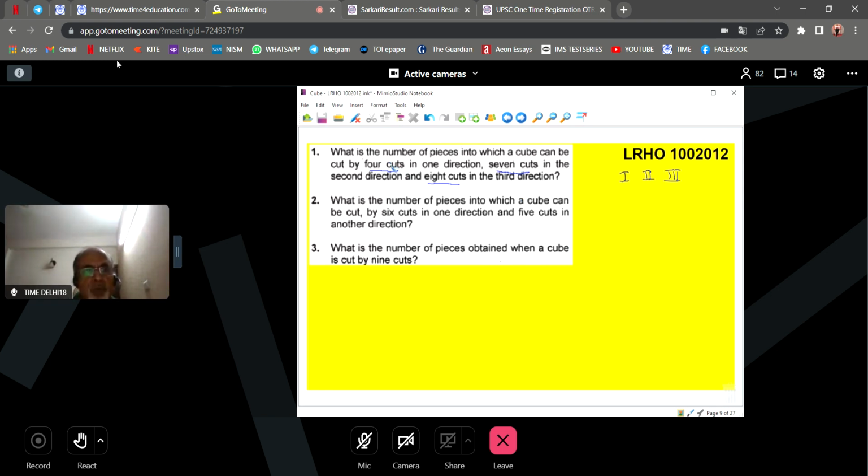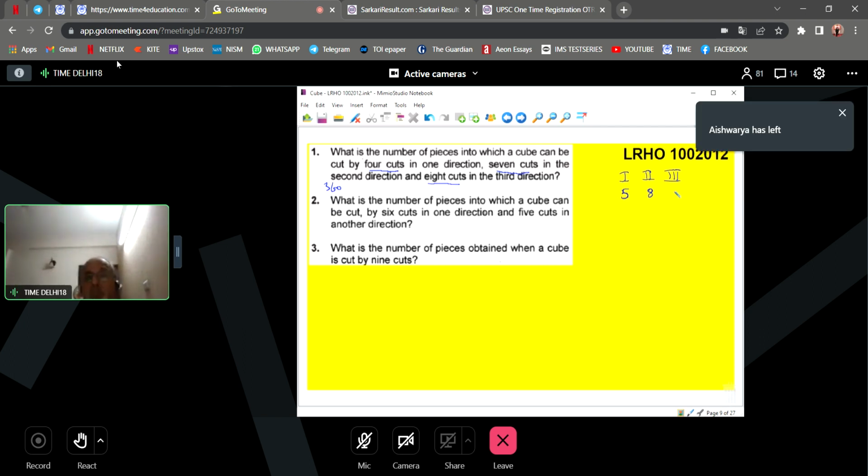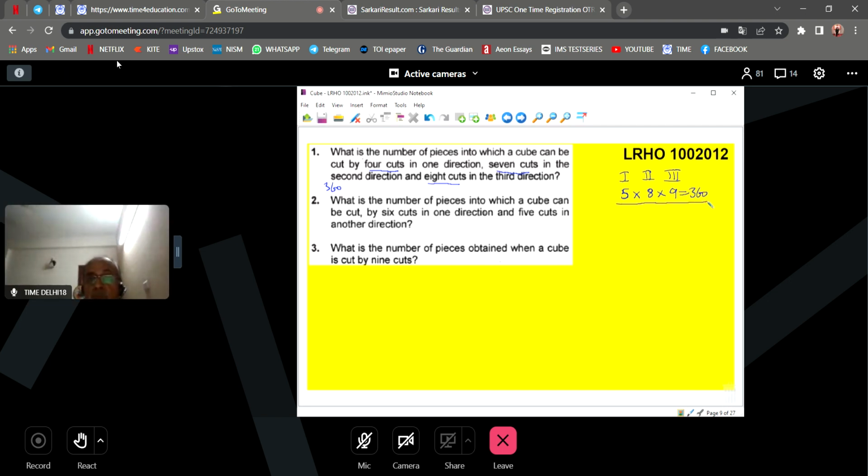The answer for the first one is 360. Why is it 360? 4 cuts in one direction, that means 5 pieces along that direction. 7 cuts in the second, 8 pieces along that direction. And 8 cuts in the third direction, 9 pieces along that direction. Total how many pieces? 5 8s are 40, 9s are 360. I hope that is fine.